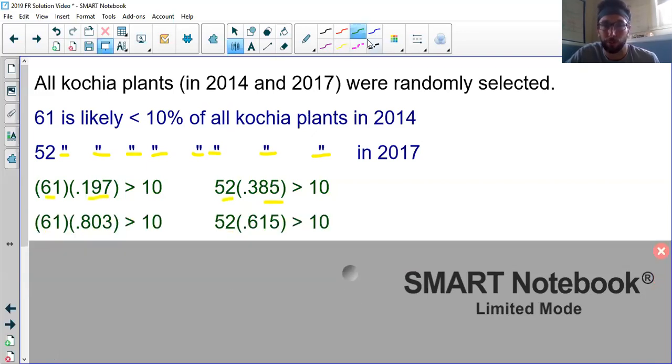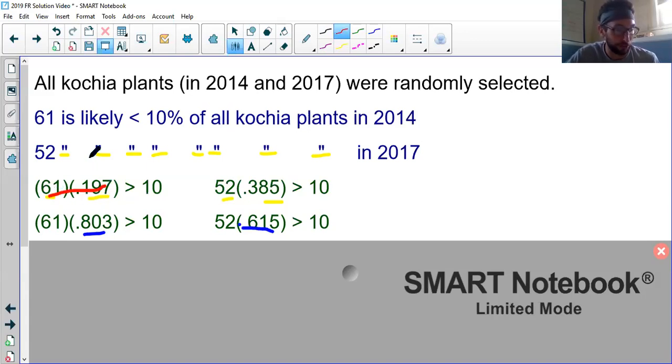So if you're like, wait, where did 0.803 come from, right? That's just 1 minus 0.197. Where did 0.615 come from? That's just 1 minus 0.385. Maybe you notice here, and hopefully you do, that these are actually 61 times 0.197. That's how we got our X value.